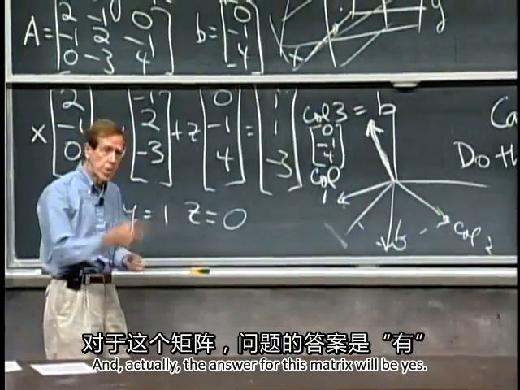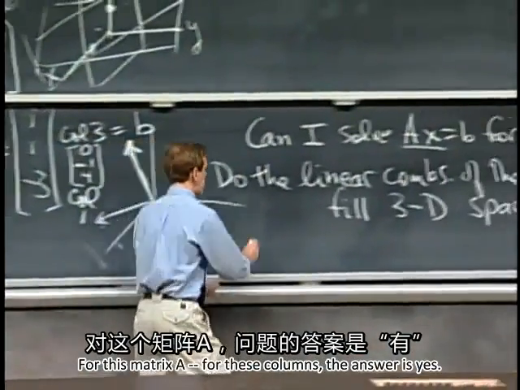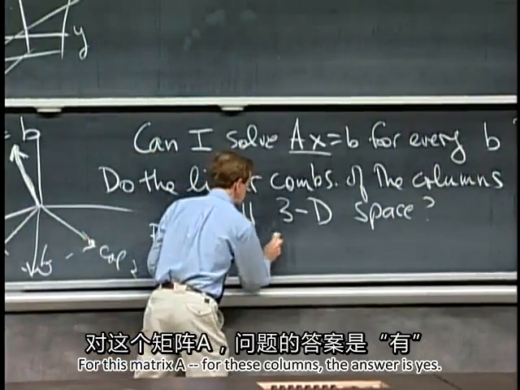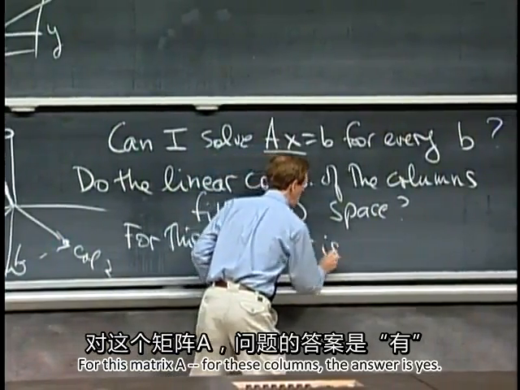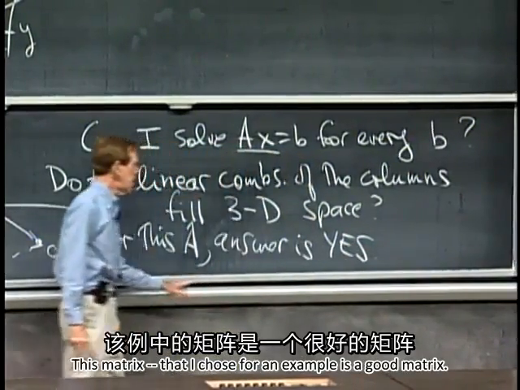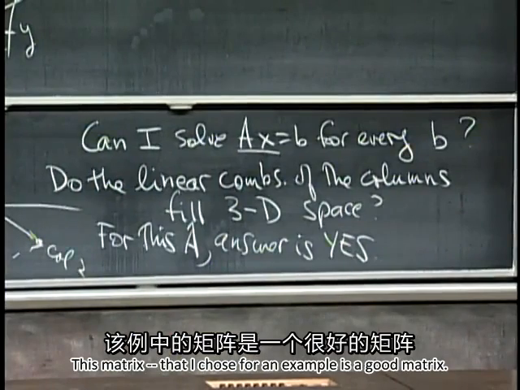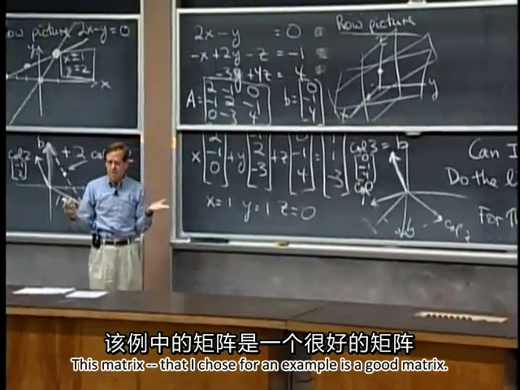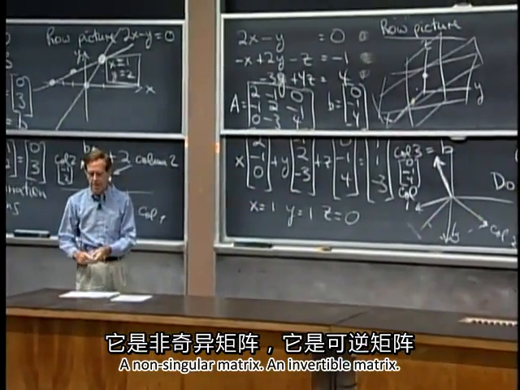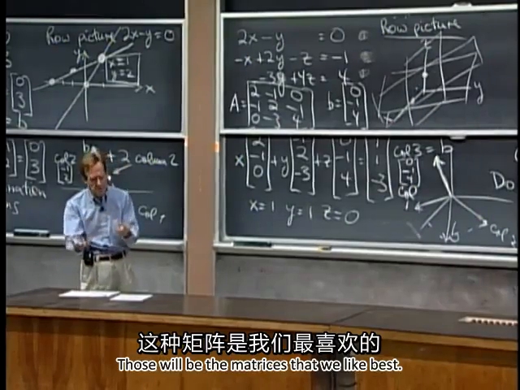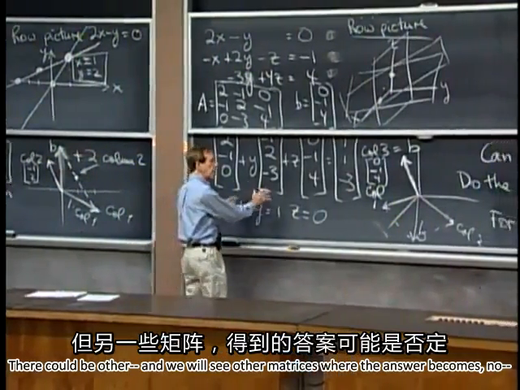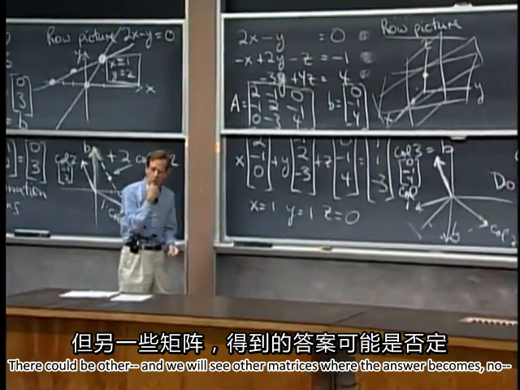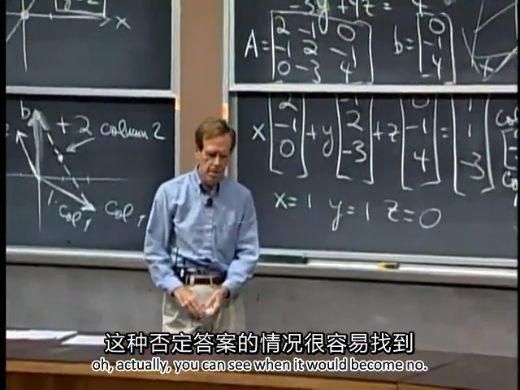And actually, the answer for this matrix A, for these columns, will be yes. This matrix that I chose for an example is a good matrix, a non-singular matrix, an invertible matrix. Those will be the matrices that we like best. There could be other matrices, and we will see them, where the answer becomes no. Actually, you can see when it would become no.